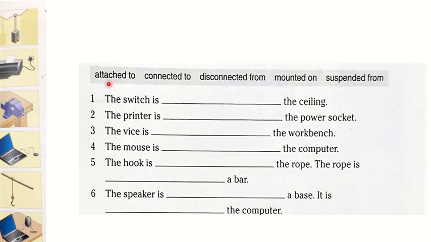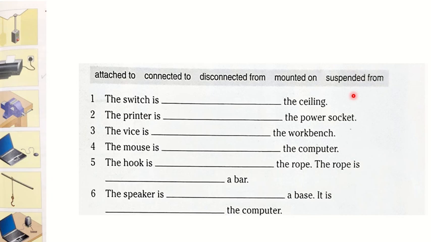Now we have the words attached, connected, disconnected from, mounted on, and suspended from. Suspended means, in Arabic, mu'allaq, suspended. In our cars, we have a suspension system, نظام التعليق. Something suspended from top to bottom.